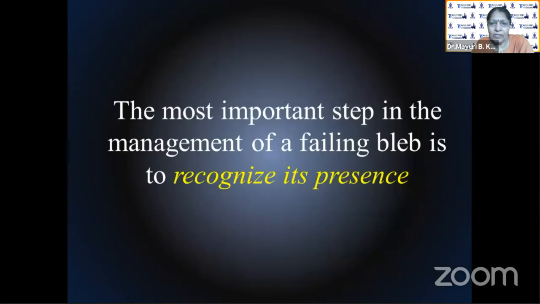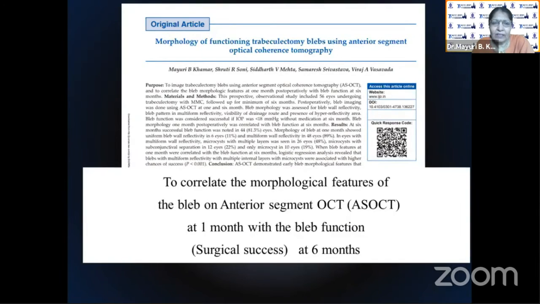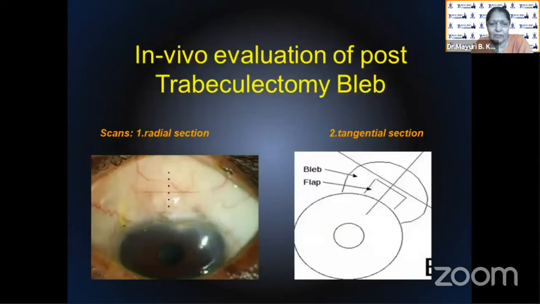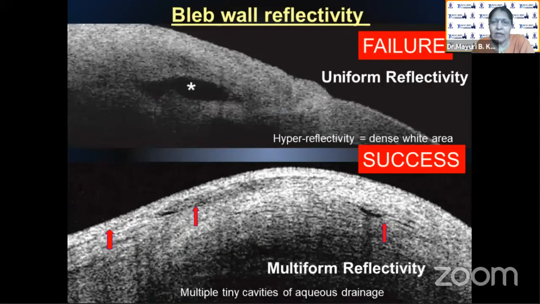So the most important step in the management of the failing bleb is to recognize its presence. And the study we undertook had the aim to correlate the morphological features of the bleb on anterior segment OCT at 1 month with the bleb function or surgical success at 6 months. Two sections were taken from the highest bleb elevation, radial as well as tangential. And the bleb wall was divided into uniform reflectivity and multiform reflectivity.